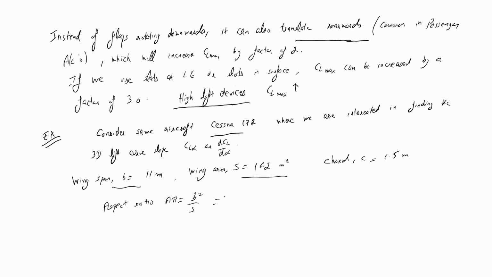Aspect ratio is given as b square upon S. So here b is 11, so 11 squared divided by the wing area 16.2. Now, what will be the unit of this? It is 7.46. What is the unit of this? Yes, there will be no unit since it's a dimensionless number. So always check for dimensions if you ever have any question related to units.